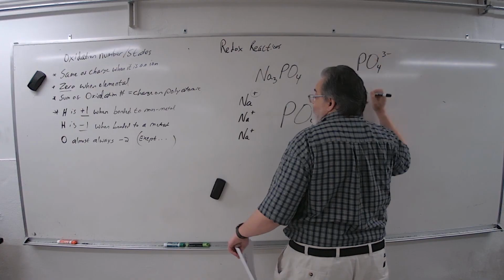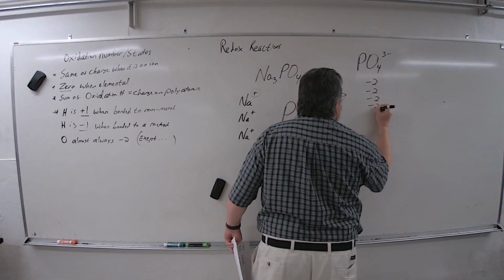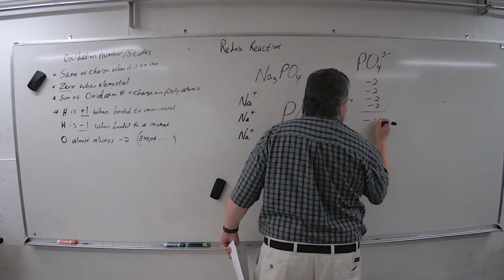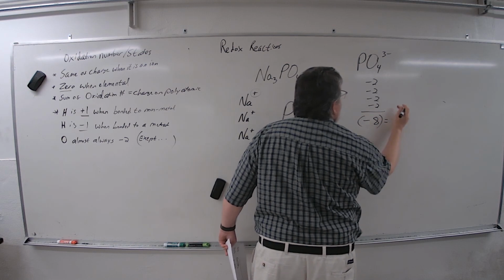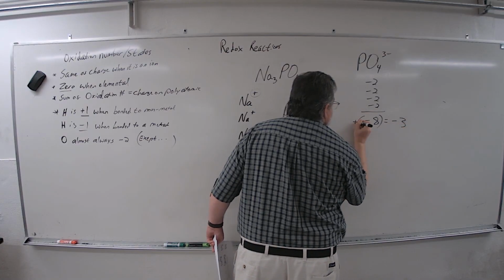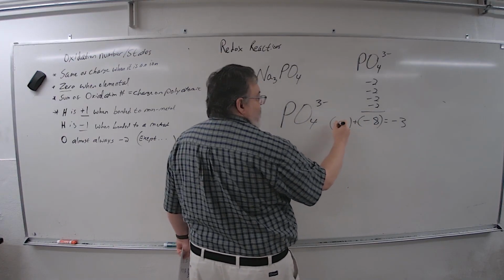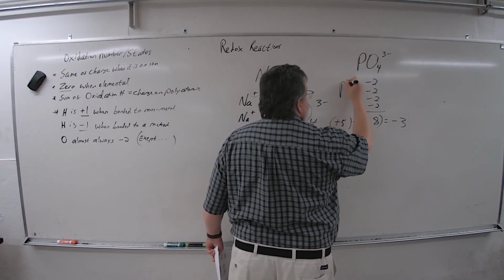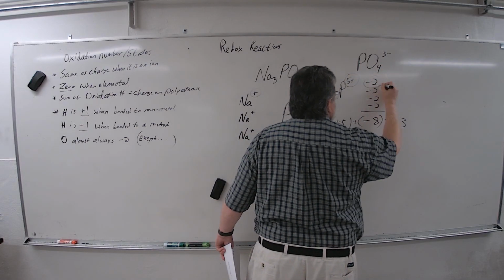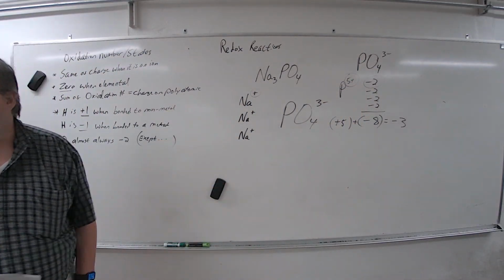I'm going to assume oxygen is -2: -2, -2, -2, -2. There's 4 of them. Those come up to a total of -8. I do have a charge up here, so I'm going to put -3 here. What do I need to put here to make this true? +5. There's only one phosphorus up there, so it's +5. So there's my oxidation states: -2 for oxygen, +5 for phosphorus, and +1 for sodium.